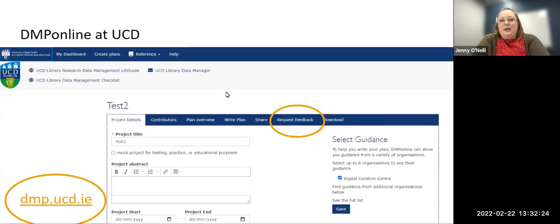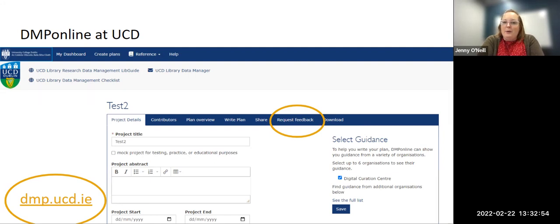So one of the features that I just want to draw your attention to, so as well as writing your plan, and I'm going to talk through the tailored guidance that we have available to you as UCD researchers. But we also have this ability for you to request feedback from me. So if you're stuck with something, or you just want to make sure you're on the right track, or there's one particular question you're not sure how to answer for your research project, at any point you can request feedback.